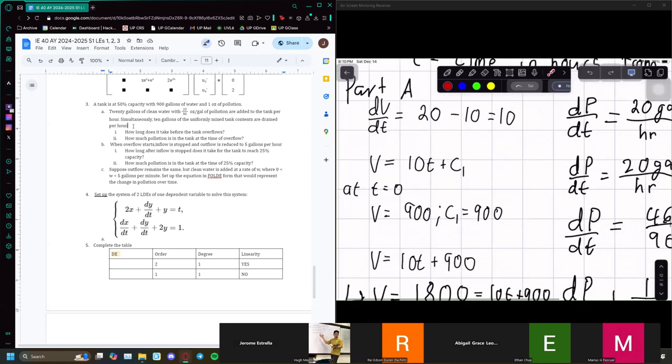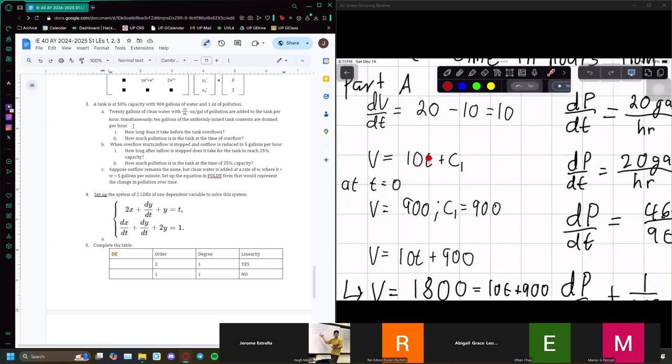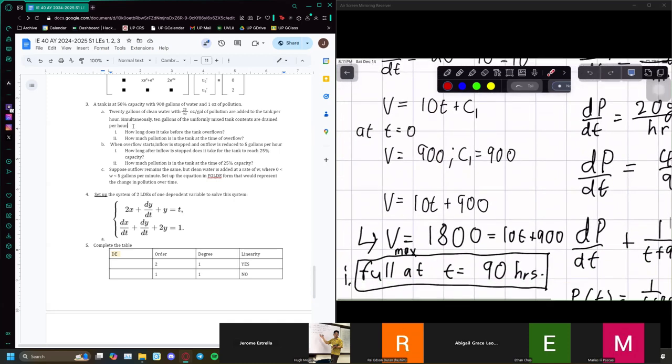That's when you use your initial conditions to clear out yung integration constant. So t equals 0, we know that the volume starts at 900 gallons. So if you substitute zero here, you'll find that C1 is equal to 900. So our full function of the volume as a function of time is V equals 10t plus 900.